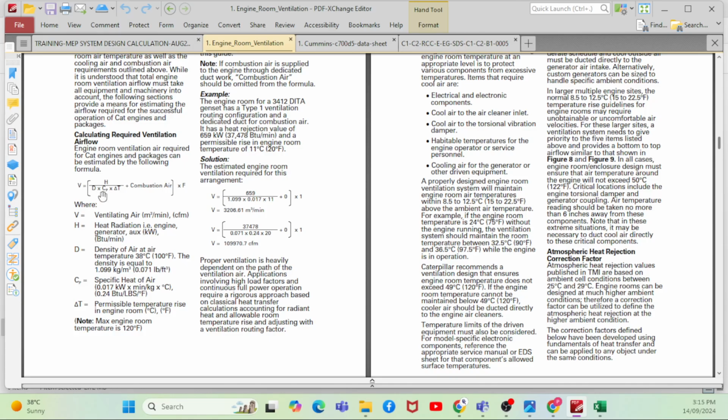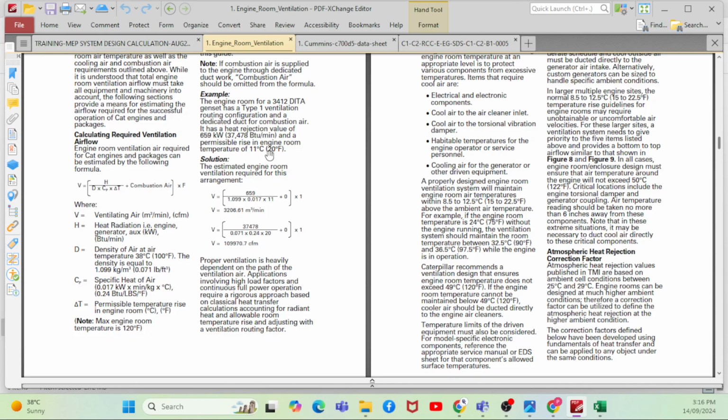The same equation: the ventilation air equals the heat radiation from the engine generator. D is the density of the air, C is the specific heat of air, and delta T is the permissible temperature rise in the engine room. So, for example, your generator room can be at 48 degrees Celsius, and assume that it can go up to 55 degrees Celsius. So what is the difference? That is the delta T. You can see that there is a permissible rise in engine room temperature of 11 degrees Celsius.